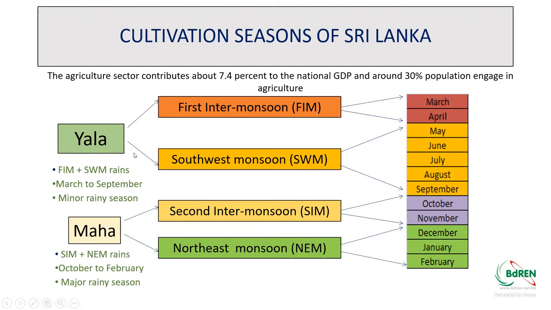So the Maha season, as I mentioned earlier, includes the second intermonsoon season, October-November, and the northeast monsoon from December to February. That 5 months period is called the Maha season, the significant rainy season, very important for the agriculture and water sector in the country.